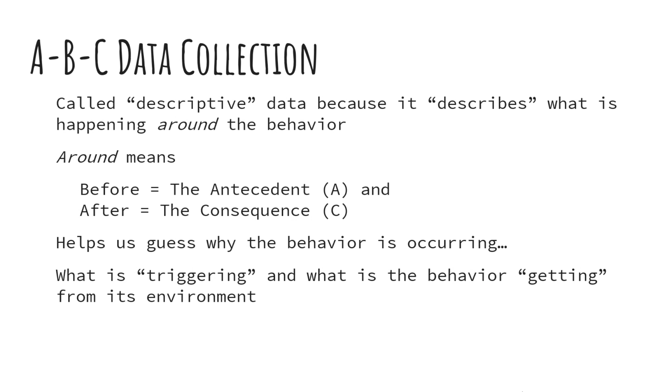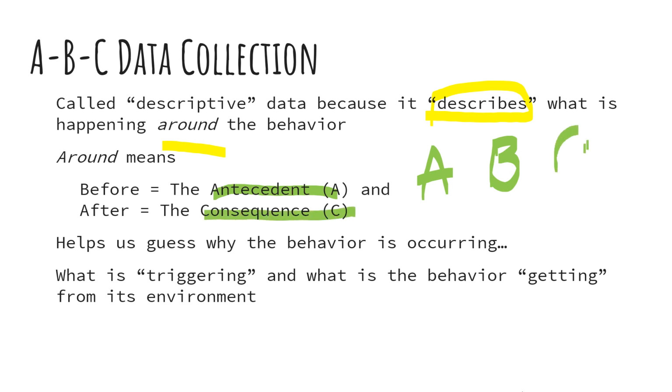ABC data collection, it's called descriptive data because it describes what is happening around the behavior. The before the behavior is called our antecedent, so that's our A column. The B column is our behavior, and that's where you're using your measurements. So you can be talking about frequency, you can be using percentage of opportunity here, you can be talking about duration, all of those things in the data collection PowerPoint. And after the behavior, you're going to write the consequence.